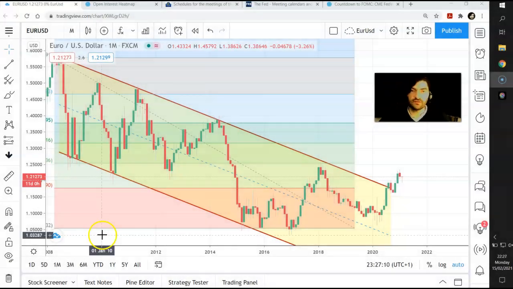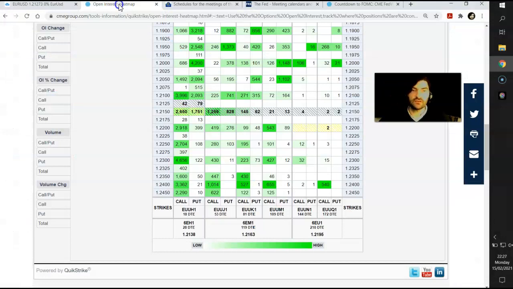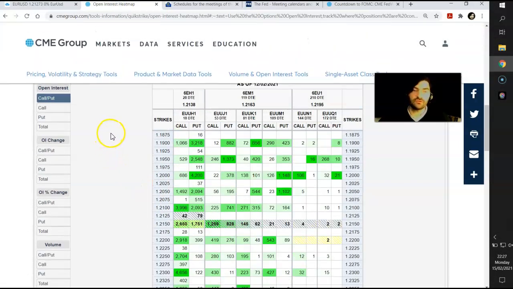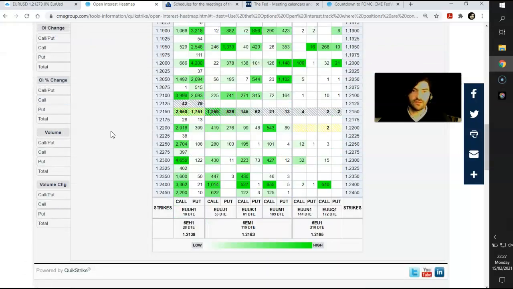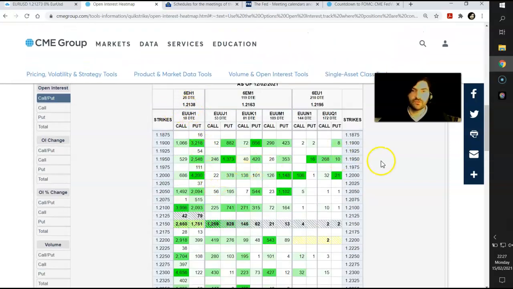Just to dig deep, I wanted to look at other things, and I previously looked at futures, and today I'm also going to look at something that I've mentioned before, and that's the open interest heat map for CME Group. They have the options for currencies and the majors, and EUR/USD here shows you, from the price point of view, all the calls and puts, the different contracts, expiries.